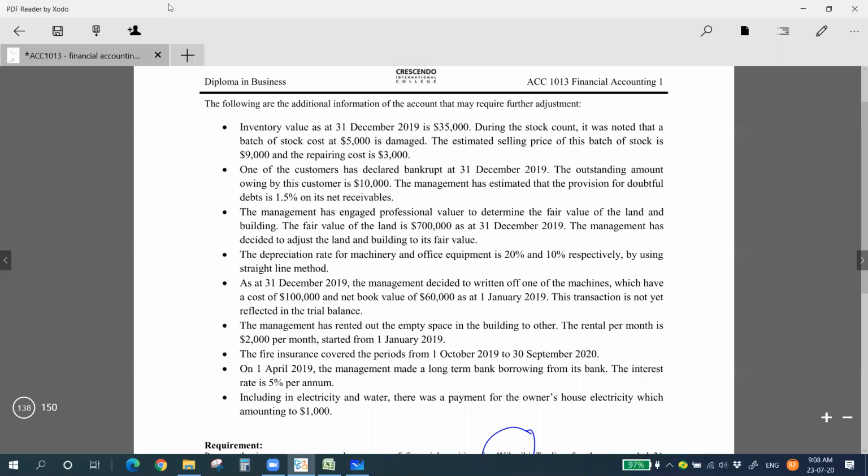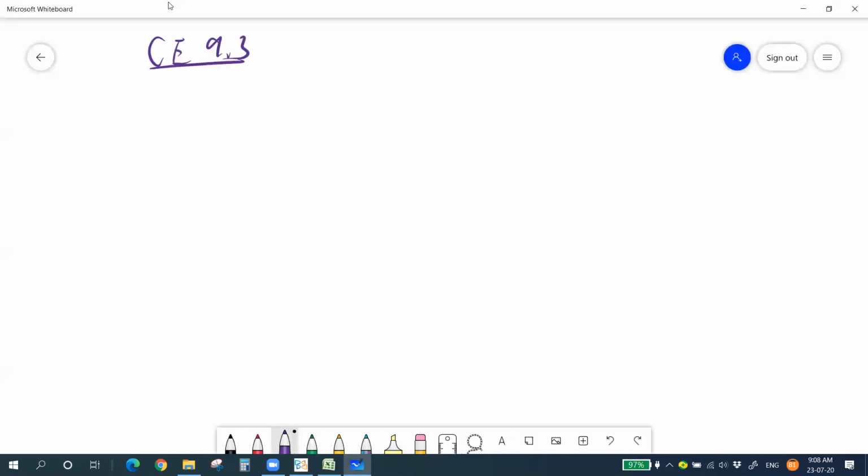So this is classroom exercise 9.3. First one, inventory value as at 31st December 2019 is 35,000. During the stock count, it was noted that a batch of the stock amounting to 5,000 is damaged. The estimated selling price of this batch of stock is 9,000 and the repairing cost is 3,000. So the first one is regarding the inventory.